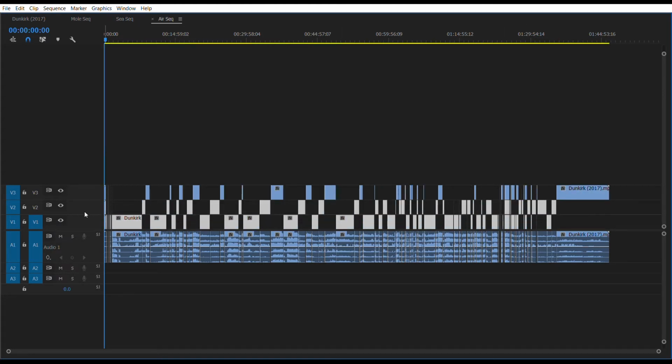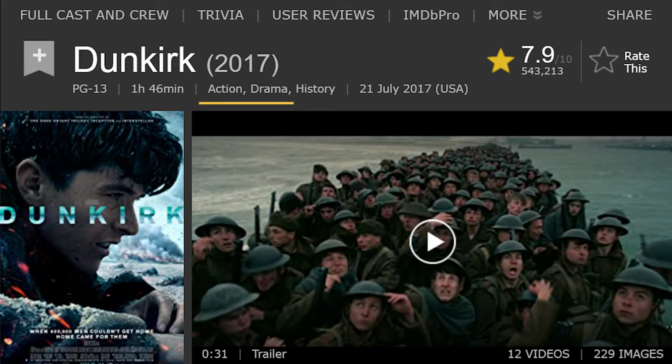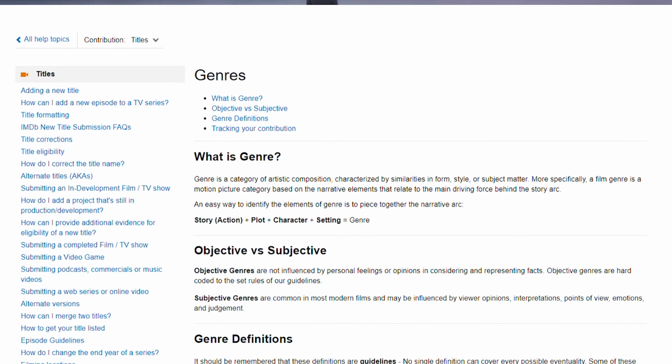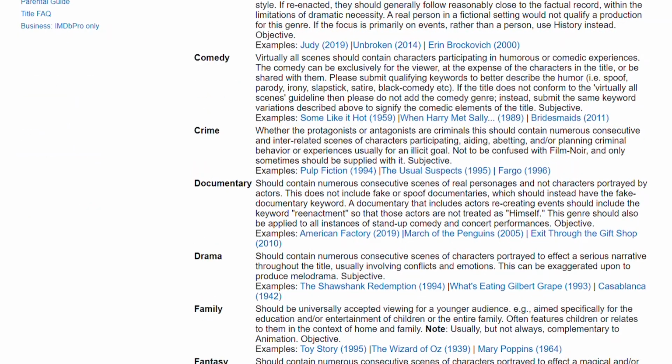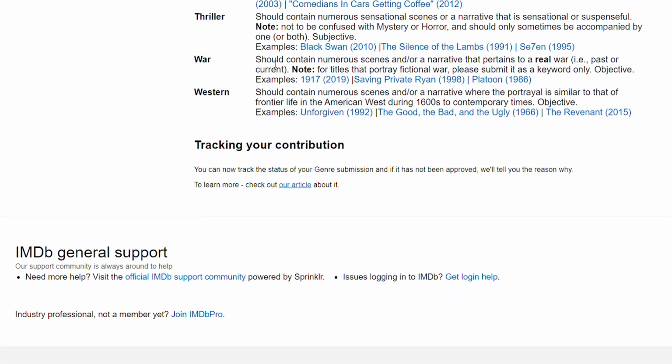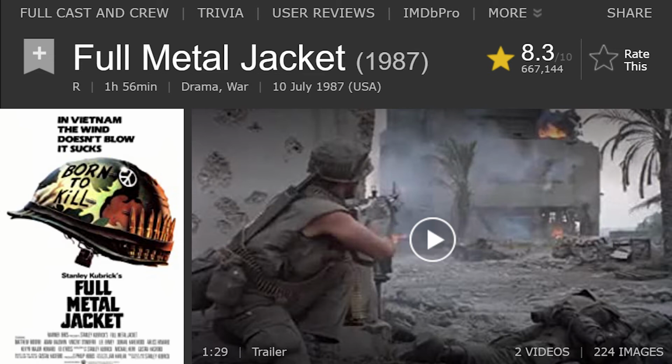And as I suspected, it's listed in action, drama, and history genres, but it's not listed as a war movie. That intrigued me further to go to IMDb help page, where they have defined different genres they place movies in. And according to this page, a war movie should contain numerous scenes and/or a narrative that pertains to a real war.